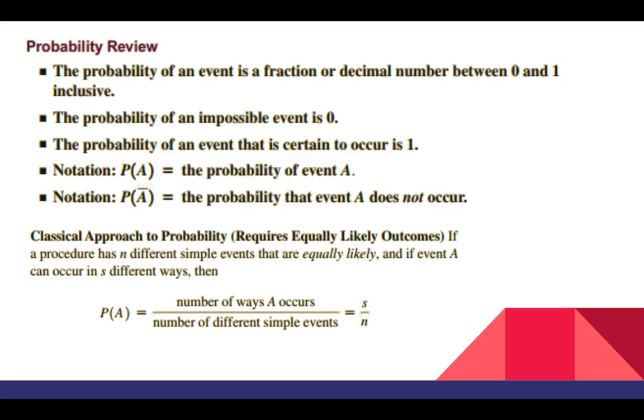Then the notation P of A is interpreted as the probability of event A, and then P of A bar is the probability that A does not occur. So let's look at the classic approach to probability. If a procedure has n different ways in which simple events are equally likely, and if an event A can occur in s different ways, then the probability of A is the number of ways in which A can occur, which is represented as s, over the number of different simple events, which is n.